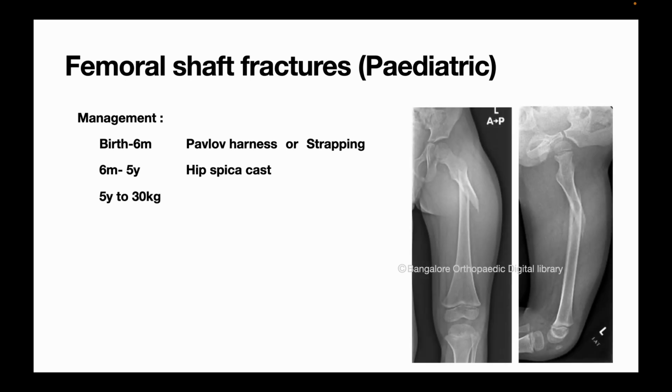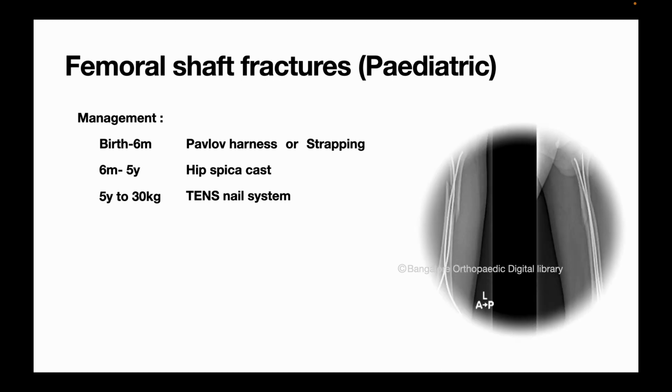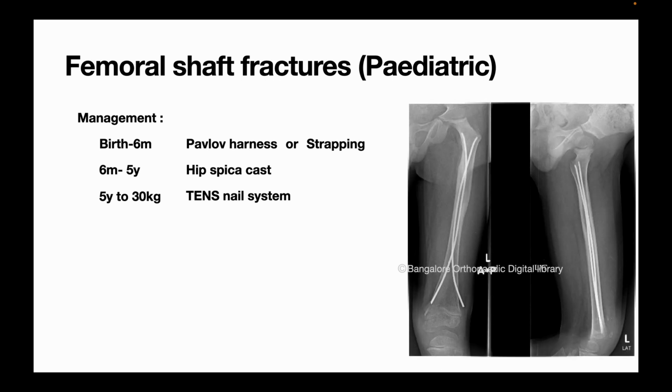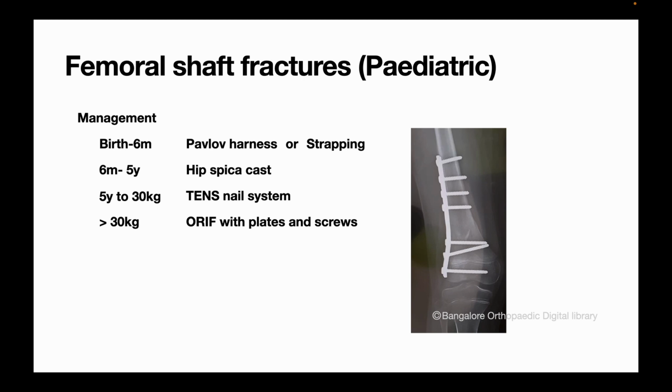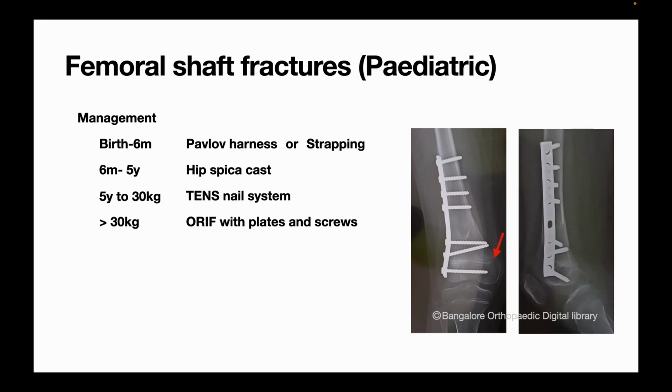In those children who are under the age of 9 or 10 years or who weigh under 30 kilograms, a titanium elastic intramedullary nail system, also called TENS nails, is appropriate. Older and heavier children are treated with open reduction and internal fixation with plates and screws, avoiding the physis as shown here. Gallows traction, popular among the previous generation of examiners, is of academic interest only.